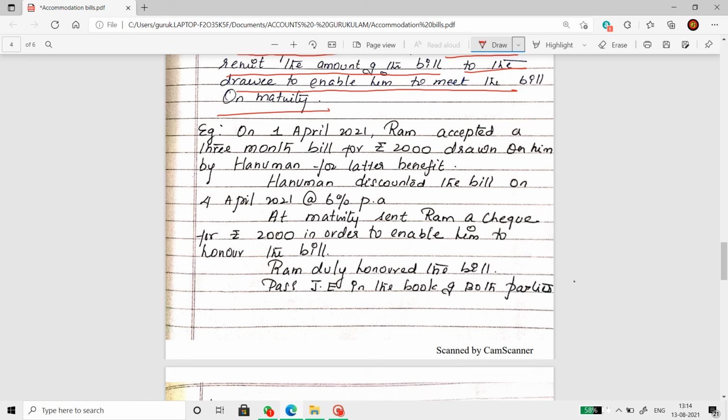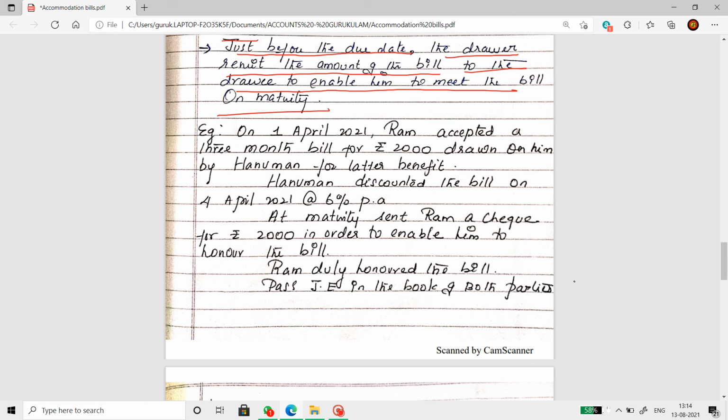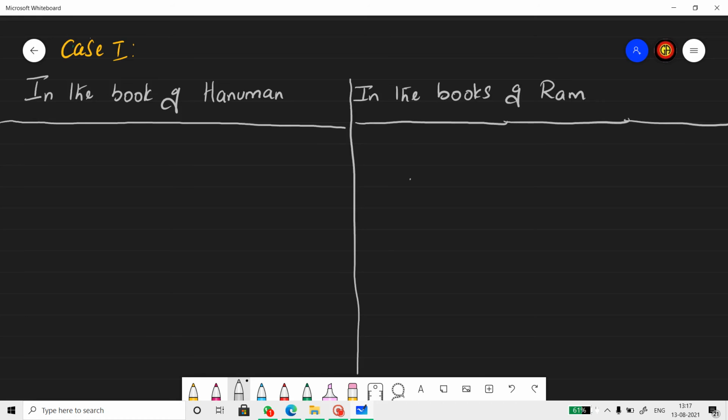Pass journal entries in the books of both parties. So Ram is the drawee, Hanuman is the drawer. The bill amount is 2000 rupees. The period of the bill is 3 months. Discounting charges is 6%. So this is the information that is relevant for us to start with the journals. In the books of Hanuman, who is the drawer, and Ram is the drawee. Now, journal entry in the books of Hanuman.